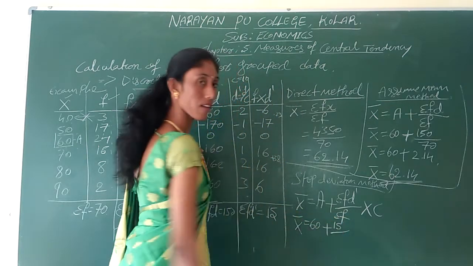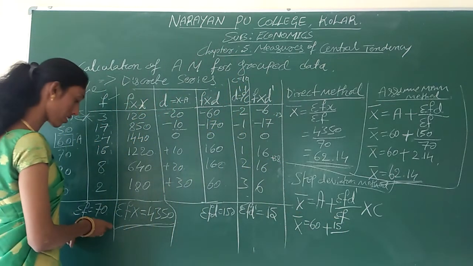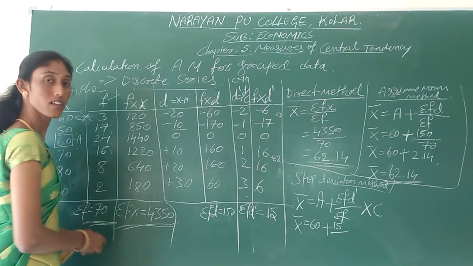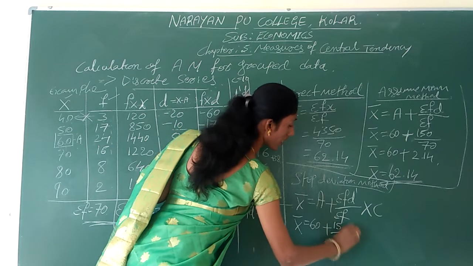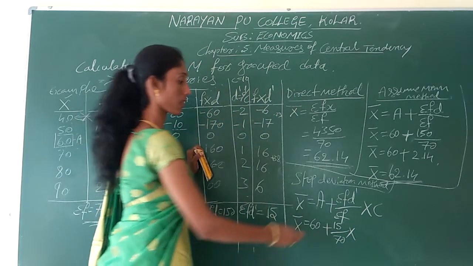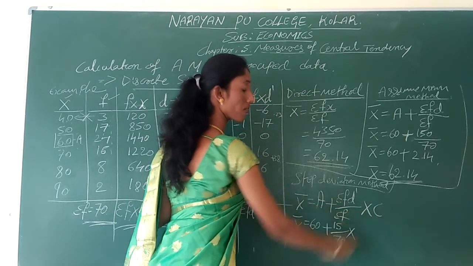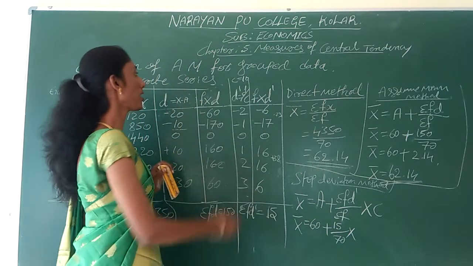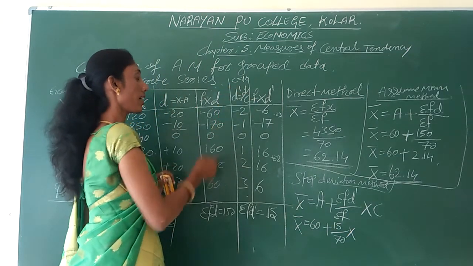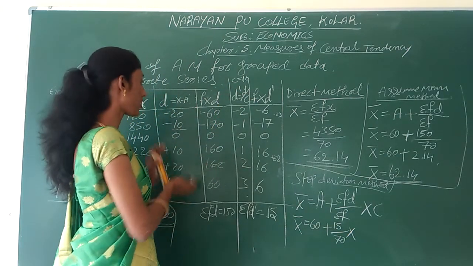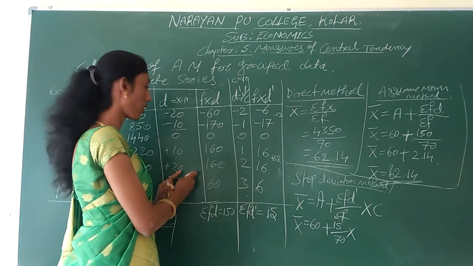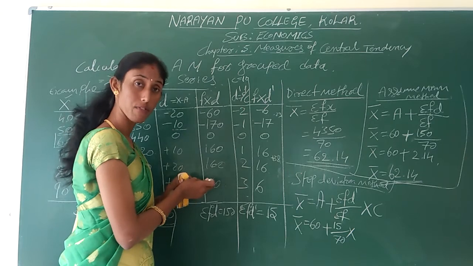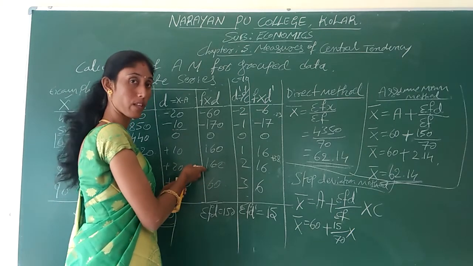And sigma f is 70. And into C, we already know that C is nothing but the common factor. And how are we going to select the common factor? Which is the minimum value in the deviation? That minimum value will be taken as a common factor, except the 0.